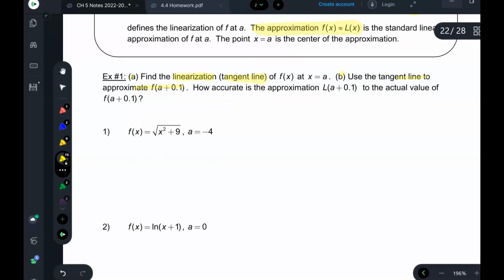So let's start with A. Again, what do we need in order to write a tangent line? We need a point and we need a slope.